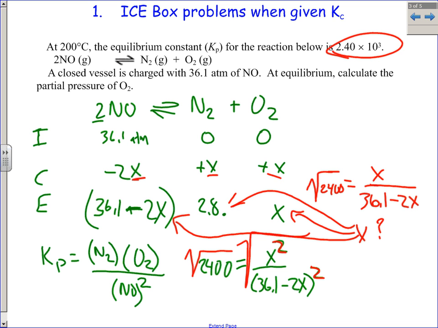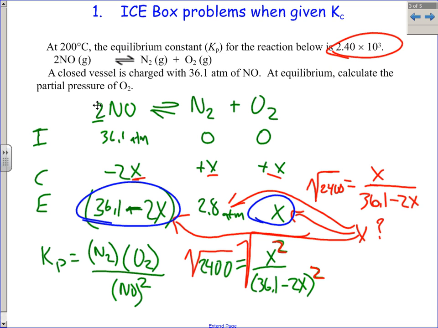So if they tell you this is 2.8 atmospheres, now I know what my x is, and I can figure out what this is going to be in actual numbers, and this is going to be in actual numbers. Because in this case, it would be 2.8 and 36.1 minus 2.8 times 2. And then from there, I can easily calculate what the K value is.